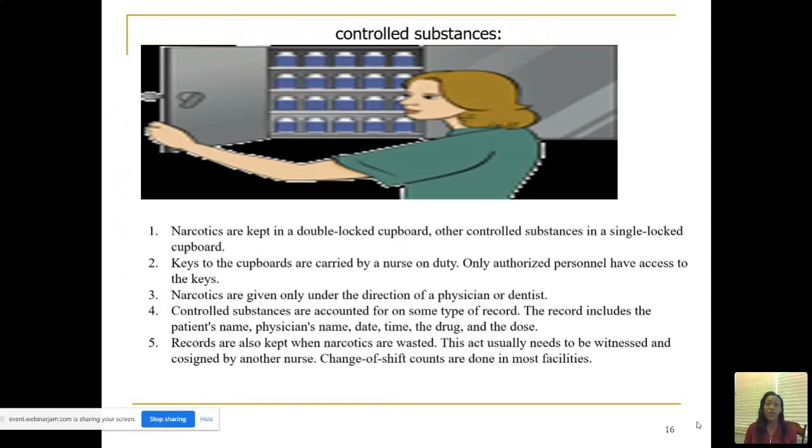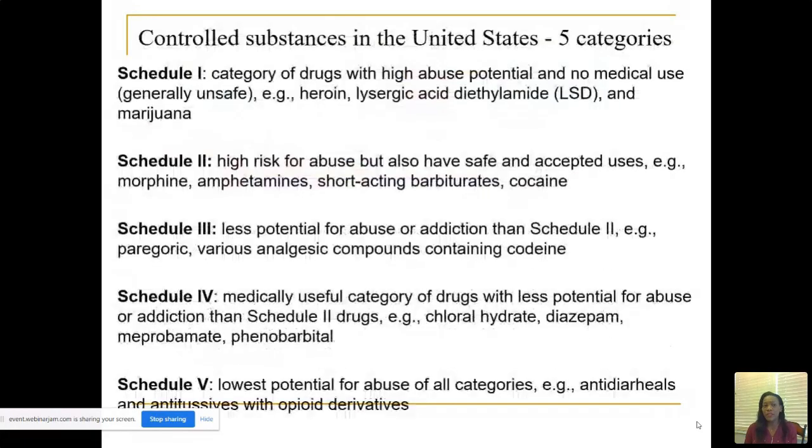And that's just the way it is. It's always going to remain that way because some folks, this is highly abusive, okay? Hence why it has to be controlled. So you don't need to memorize the drugs that fall under each controlled substance schedule category. You don't need to do that.